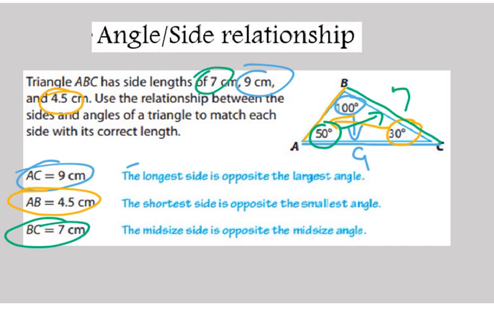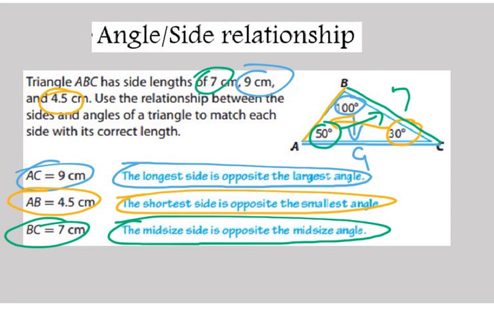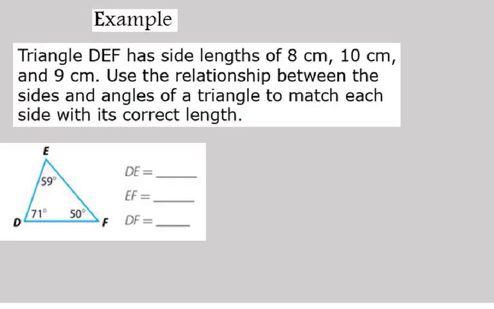Again, what we need to understand is that the longest side is opposite of the largest angle. The shortest side is opposite of the smallest angle. And the mid-size side is opposite of the mid-size angle. Okay, let's look at a few examples where we apply this understanding. This says that triangle DEF has side lengths of 8 centimeters, 10 centimeters, and 9 centimeters. Use the relationship between the sides and angles of triangles to match each side with its correct length. Okay, so we're given three lengths.